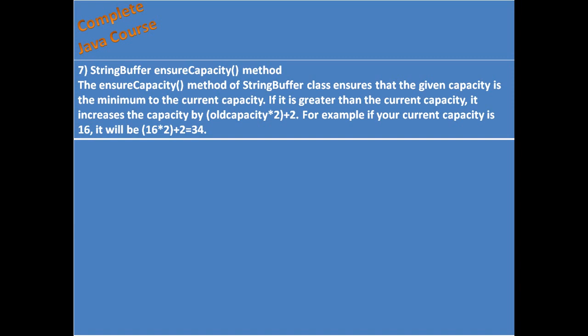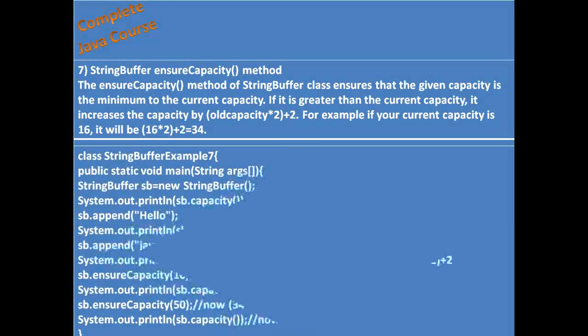StringBuffer ensureCapacity method. The ensureCapacity method of the StringBuffer class ensures that the given capacity is at least the minimum. If it is greater than the current capacity, it increases the capacity by old capacity times 2 plus 2. For example, if your current capacity is 16, it will be 16 times 2 plus 2, which is 34.